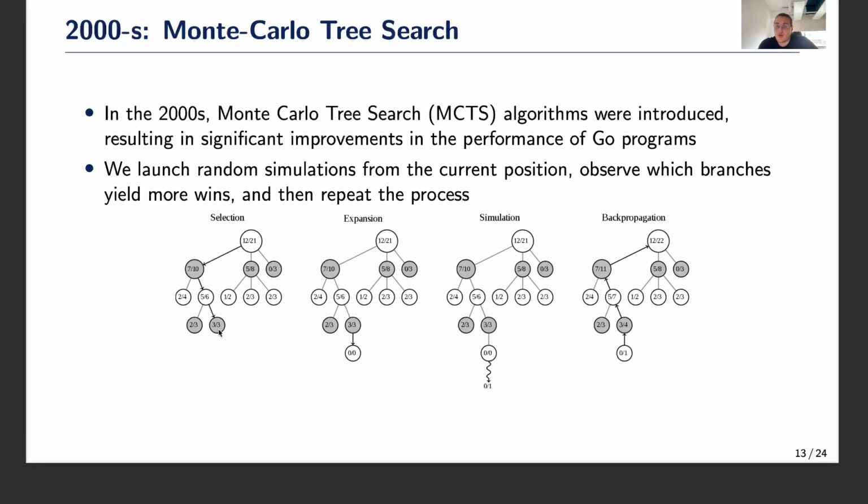And finally, we backpropagate the result of the simulation up the tree. Every node on the path that led to the simulation is updated. Wins are counted, visit counts are incremented, and the tree statistics get more accurate. This completes one MCTS cycle. We repeat this process thousands or millions of times per move, and eventually the most visited node becomes the recommended move.